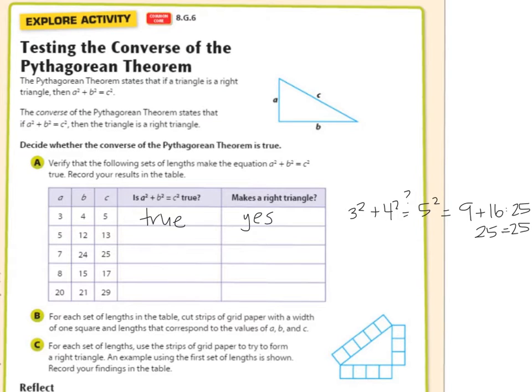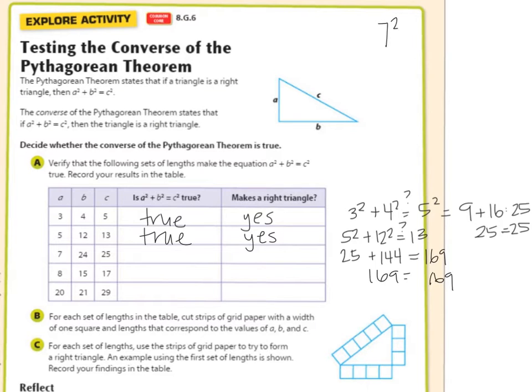And then we're going to do that same thing for this next one. 5 squared plus 12 squared equals 13 squared. Is it true? 5 squared is 25, plus 12 squared is 144, equals 13 squared, which is 169. 25 plus 144 is 169. So that is true. 169 does equal 169, and so yes, it is a right triangle. We're just going to continue down here, and I'm going to have notes kind of all over the paper, just because that's where I've got space.